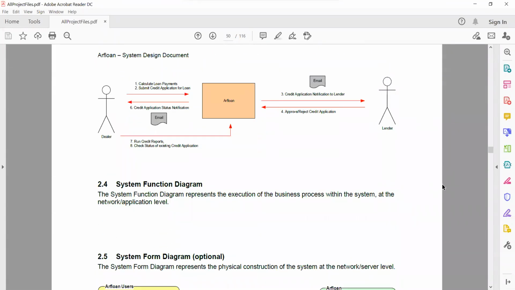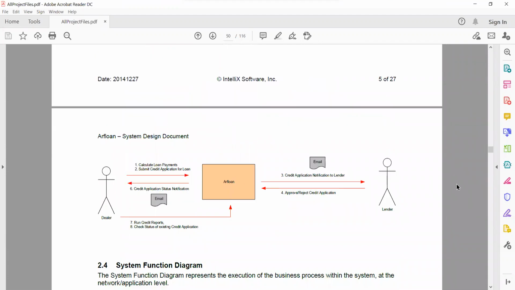So hang on, Herschel, right here. Does this diagram refer a lot more to the context diagram you had in the requirements document? Yes. It's just drawn a little bit differently, but it contains the exact same information. It just shows different arrows and the interactions over the arrows, but you still have information between the dealer and system and lender in a system.